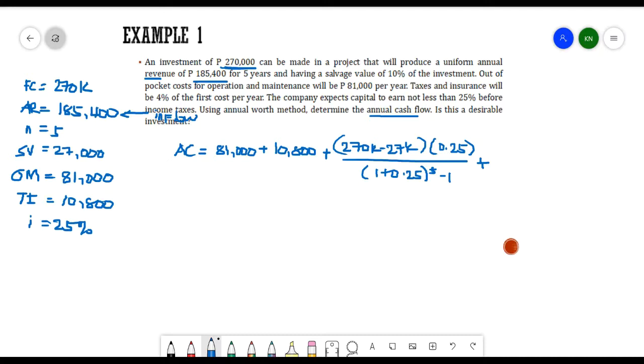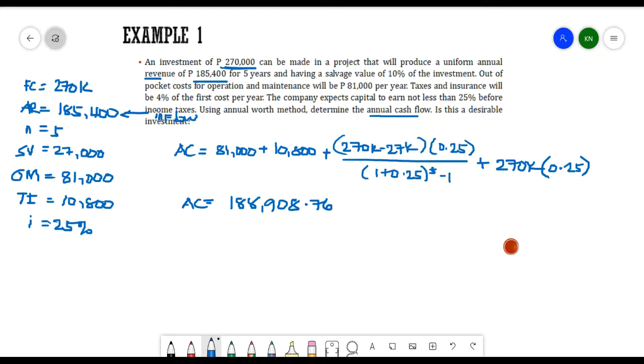in the annual worth method, the cost or the interest of the capital is included in the annual cost. So meaning to say we have 270K multiplied by the interest, which is 0.25. That is included as a cost of the investment. If you calculate this, it is equivalent to 188,908.76. So this is our AC.